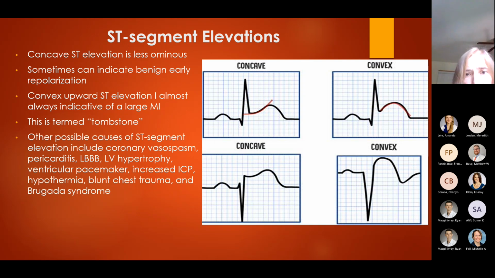So here it gives you different presentations of ST elevation. When you see concave elevation, it's not as bad as convex, because we see concave elevation in many conditions, especially with our patients. You can see it in vasospasm and pericarditis, left bundle branch block, left ventricular hypertrophy, ventricular pacemaker, patients in stroke with increased ICP, patients in hypothermia, patients with blunt chest trauma, and Brugada syndrome. The convex elevation is the one you need to worry about.